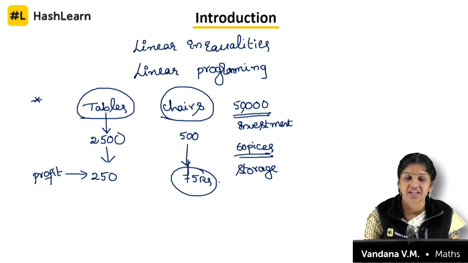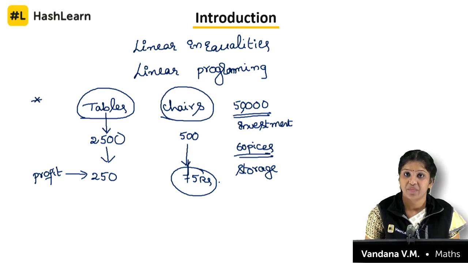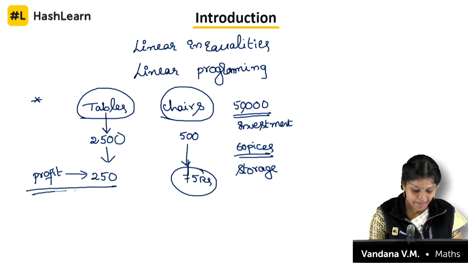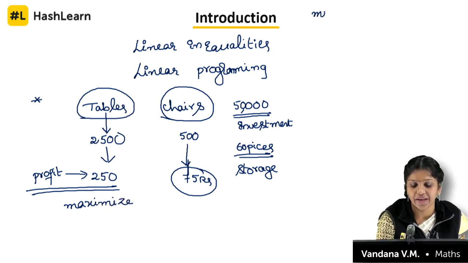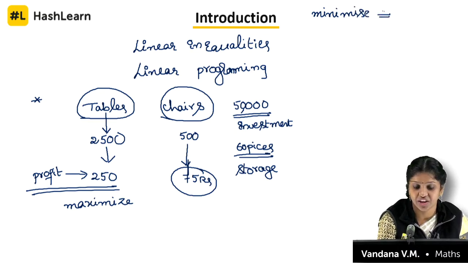We minimize when the cost is less. We always say the investment, the cost, should be minimized and the profit should be maximized. When we go for minimizing, it is when we are investing, the cost should be minimized.